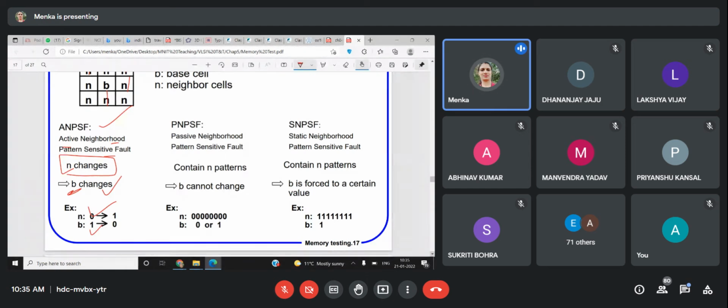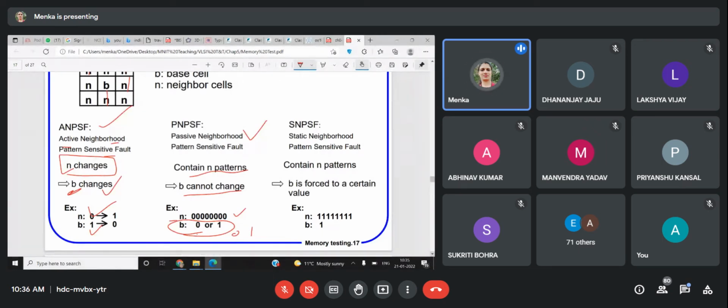Another one is the passive neighborhood pattern sensitive fault. Passive means that if n contains certain patterns, b cannot change. So if n is all zeros, b is stuck at 0 or 1. This is not going to change.